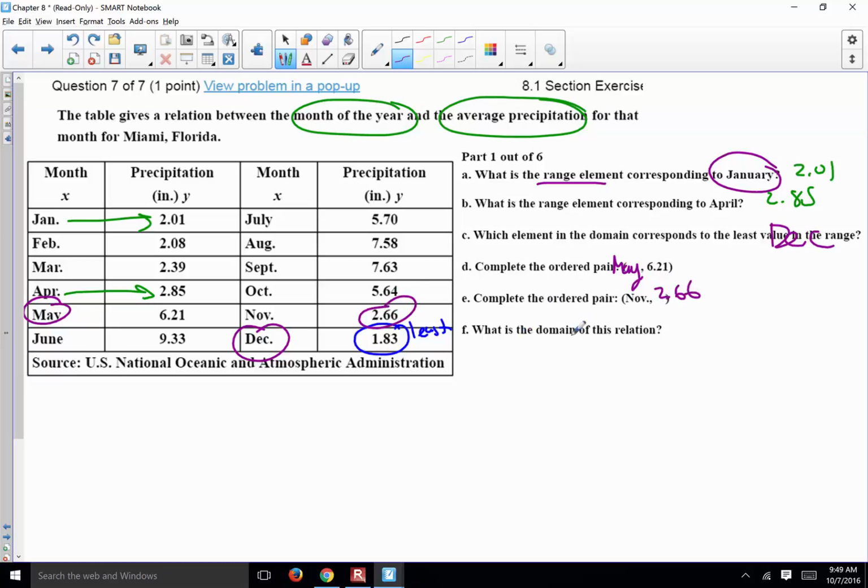Alright. What is the domain of this relation? January, February, March, April, May, June. This is not repetition, that's why I wrote June, July, etc. You got it, right? All months. Alright, so you can officially read tables or relations, okay? That's the purpose of this activity.